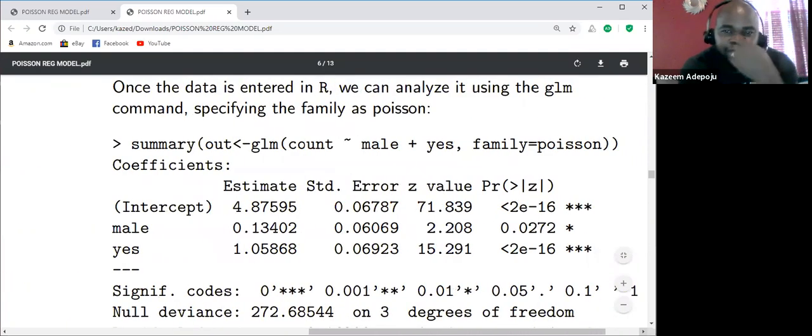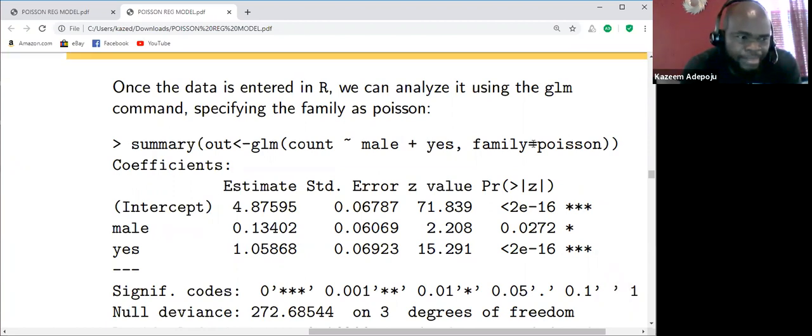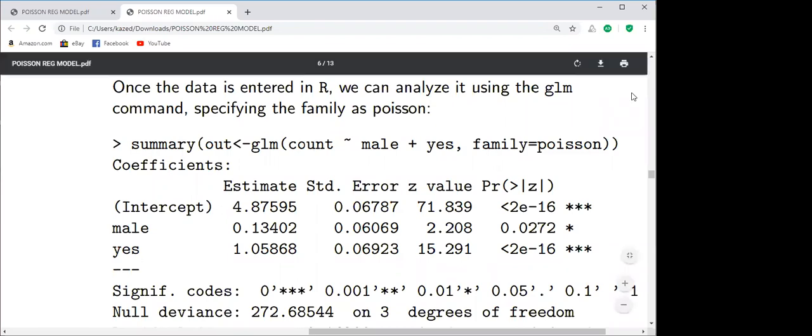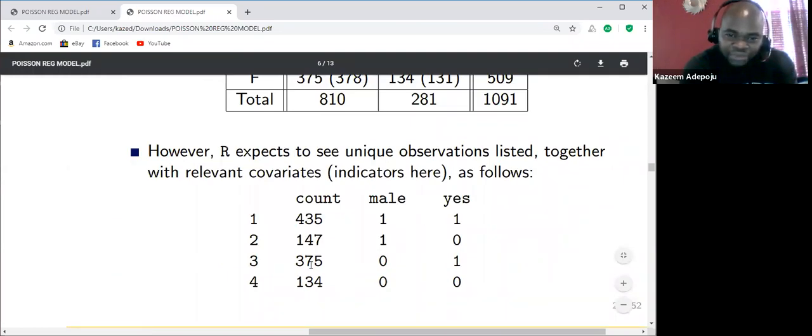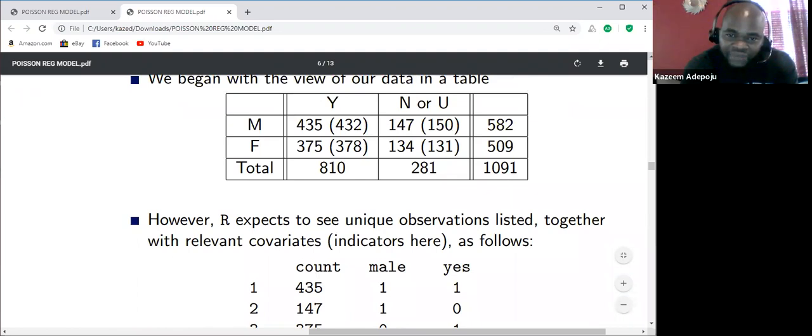If I want to do that in R, this is the code. Can you guys see the code right now? Okay, thank you. So count, you saw it the other time: 435, 147, 375, 134. Please make sure it's in that order. Can you see that order now?